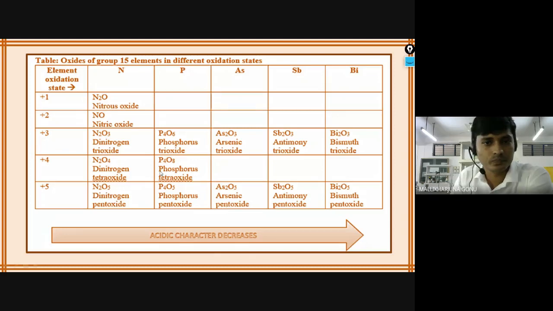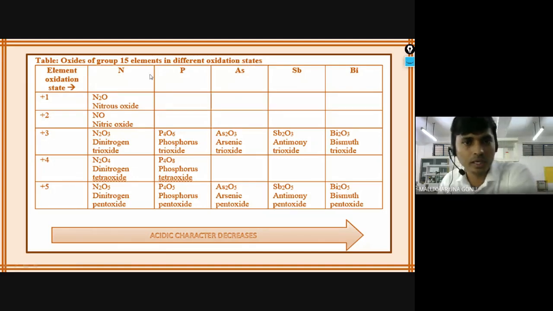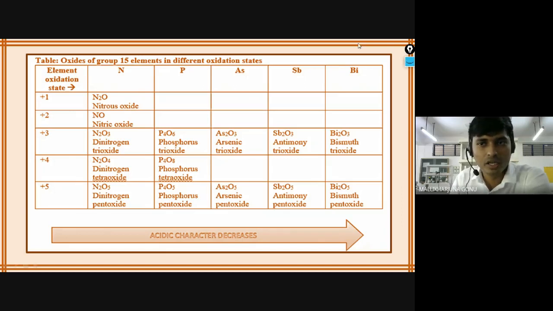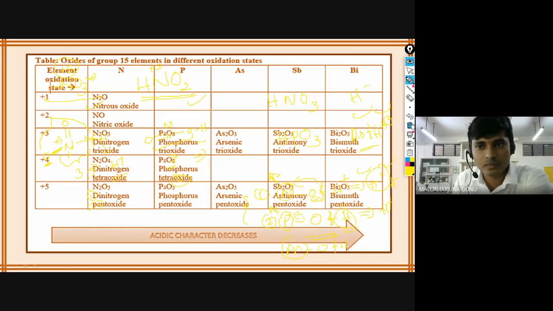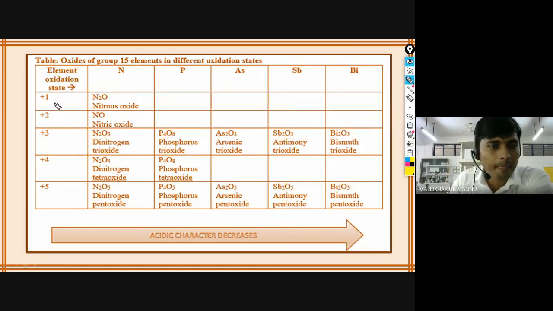Next, oxides of group 15 elements in different oxidation states. How will the different oxidation states show? For example, in the nitrogen case, in the +1 state, which type of compounds does it show? The major compound is N2O. In the +2 state, NO. Phosphorus is not showing +1 and +2. In the +3 case, N2O3, P4O6, As2O3, all these are possible.